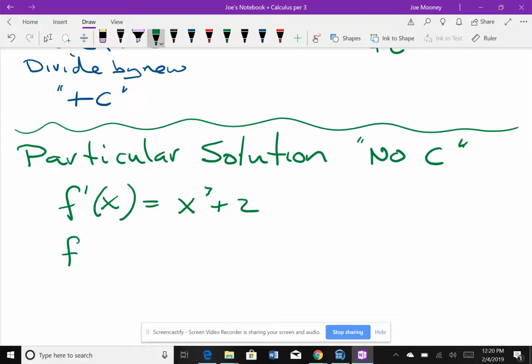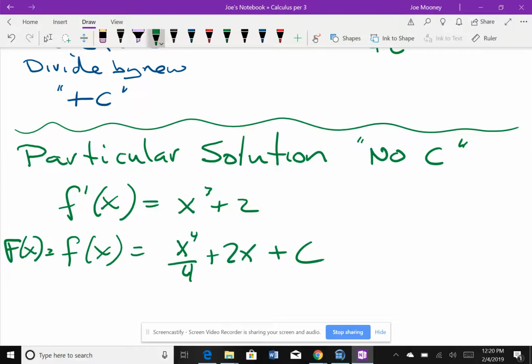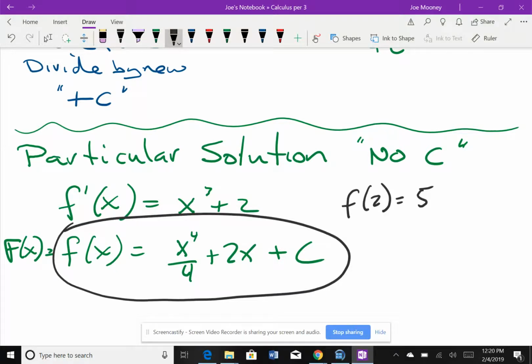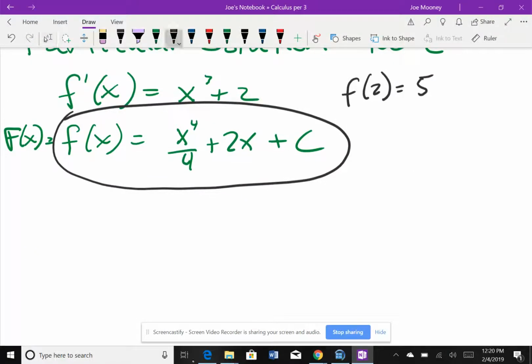So f, which could be the integral. So it's going to be add 1 to the power. So it's x to the power of 4 over 4 plus 2x plus c. Because it's a particular solution in the problem, I would have said to you f of 2 is equal to 5. So that means on this curve right here, it's equal to 5 when I plug in 2. So then I could just plug in my 5 for there, and set.